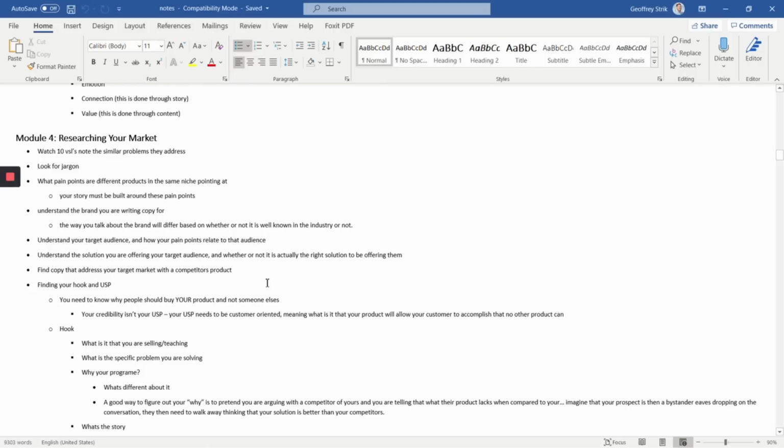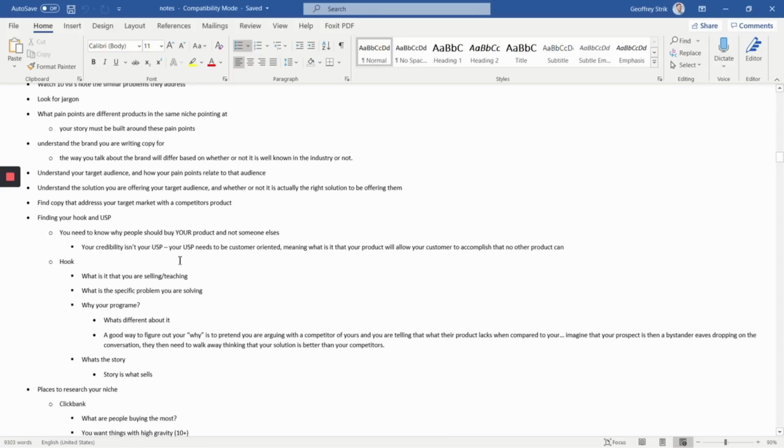You need to find copy that addresses your target market with your competitor's product. So basically find your competitor's product, find any copy that they're putting out that's meant to be pulling in the prospects that you are hoping to get the attention of, and note the wording that they use.